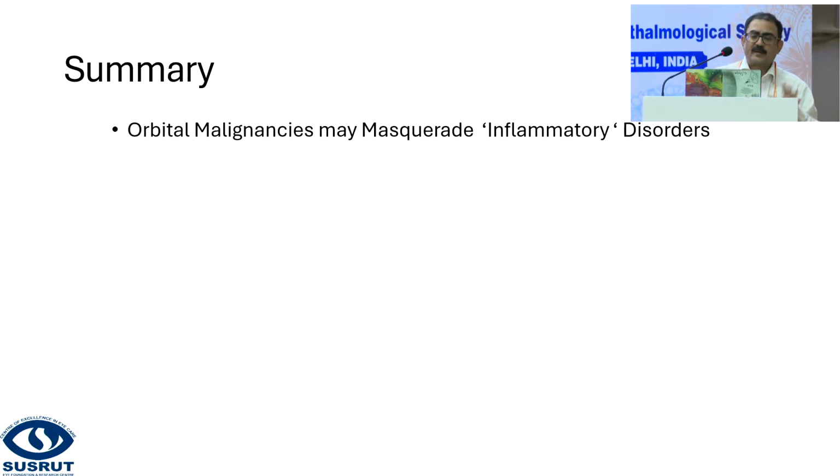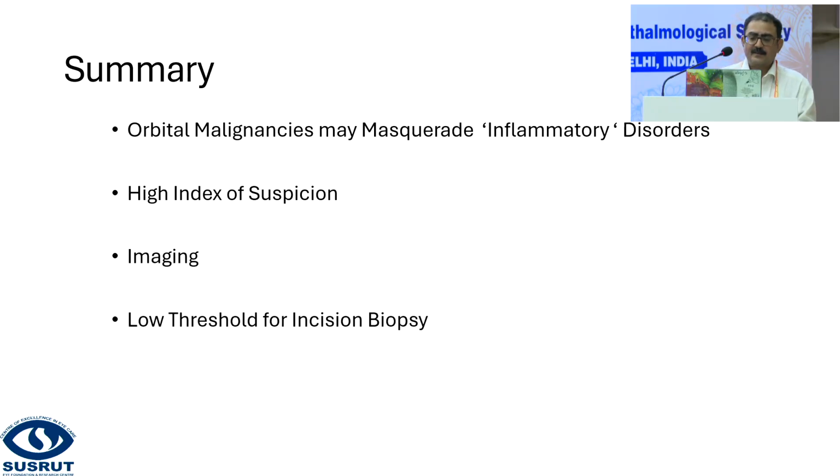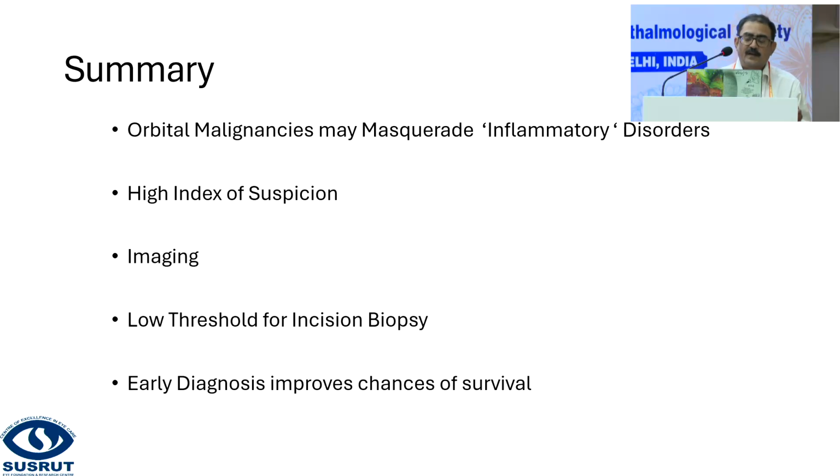So just to summarize, I am in time: orbital malignancies may masquerade as inflammatory disorders. What you need is a high index of suspicion and good imaging, and a low threshold for incisional biopsy. Most biopsies may pick up non-specific inflammation, and specific inflammation is good, but sometimes you might pick up malignancies as well. Those are the patients you can actually save if you intervene on time.